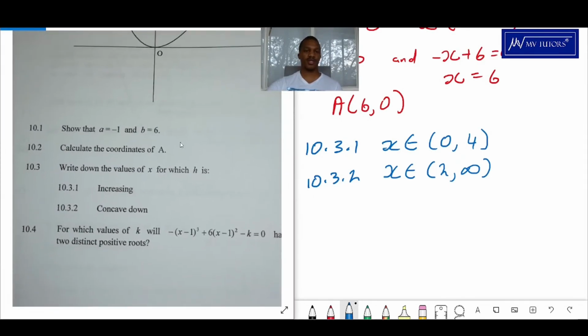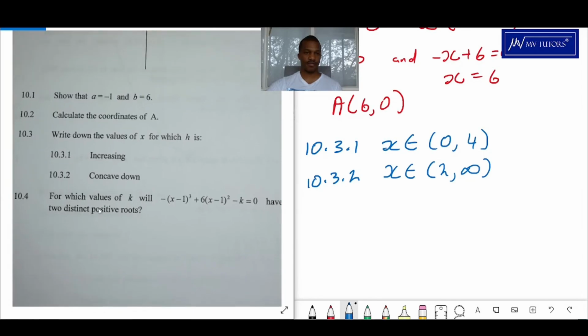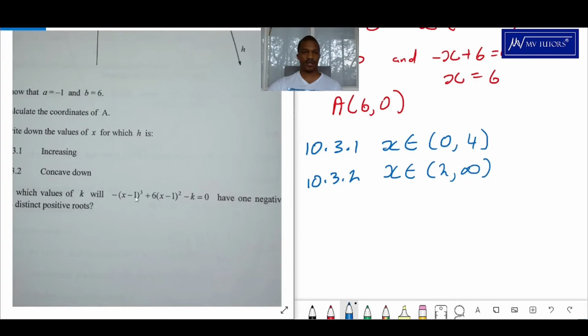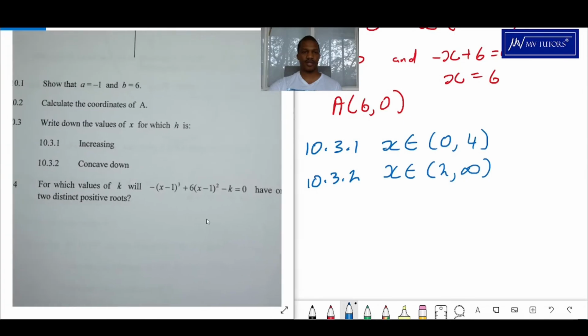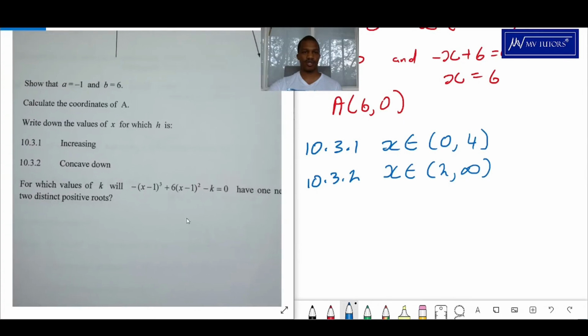And then the next question is, for which values of k will this have one negative and two distinct positive roots.